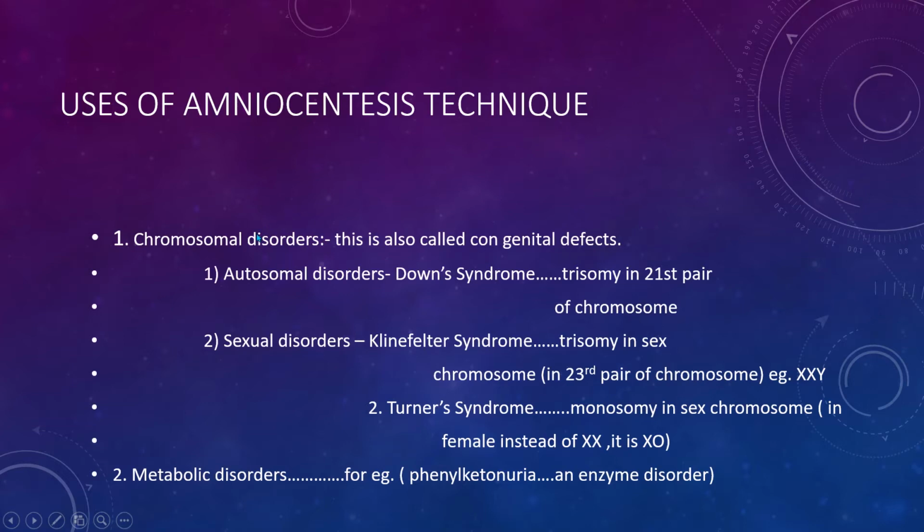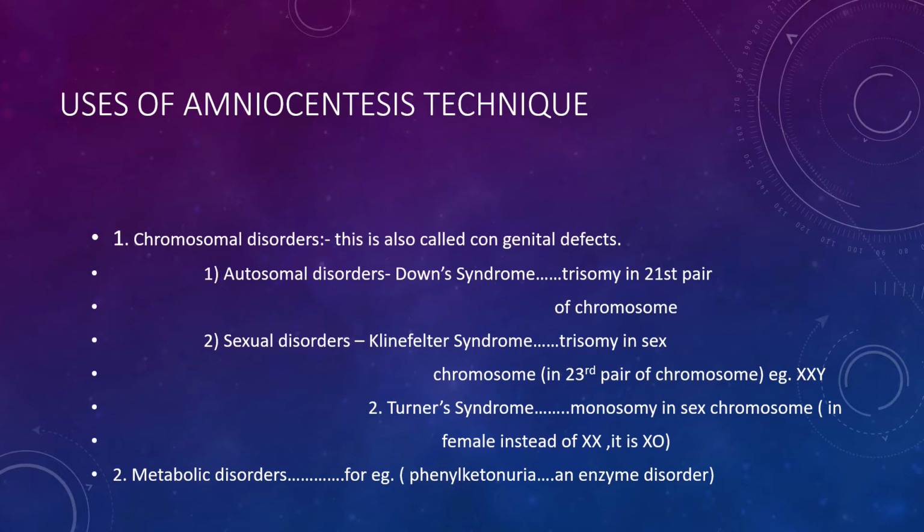The various chromosomal disorders are divided into two parts. One is called autosomal disorder and one is called sexual disorder. Autosomal, as you know, in our body 22 pairs of chromosomes are autosomes. The first 22 pairs are the autosomes, and the last pair is the sexual chromosome.